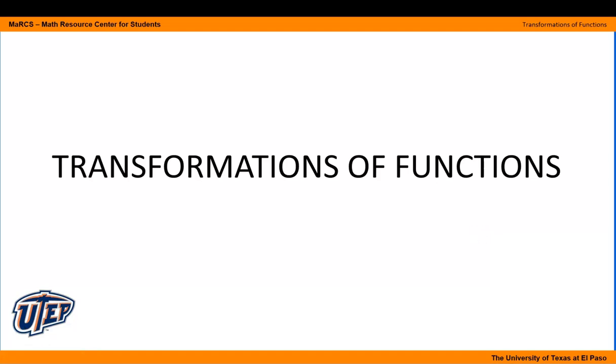Hello, in this lesson we're going to study transformations of functions. This is a powerful idea in mathematics because instead of graphing functions from scratch, we can take a familiar graph, what we call a parent function, and transform it. We'll learn how to shift graphs, reflect them, and change their shape using stretching and compressing. As we go through this lesson, focus on how the equation changes the graph.